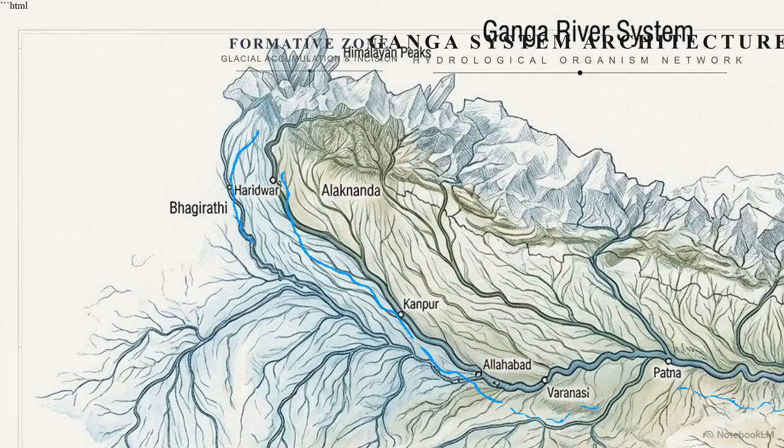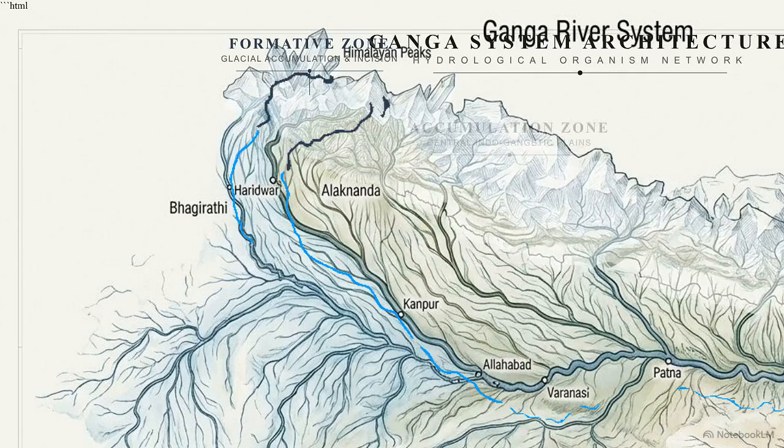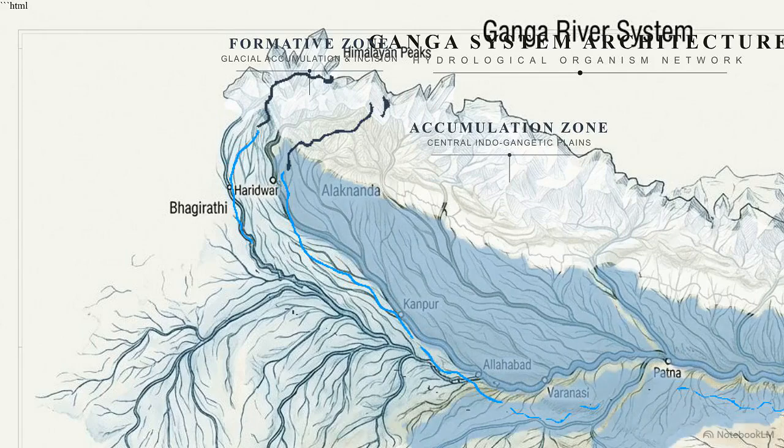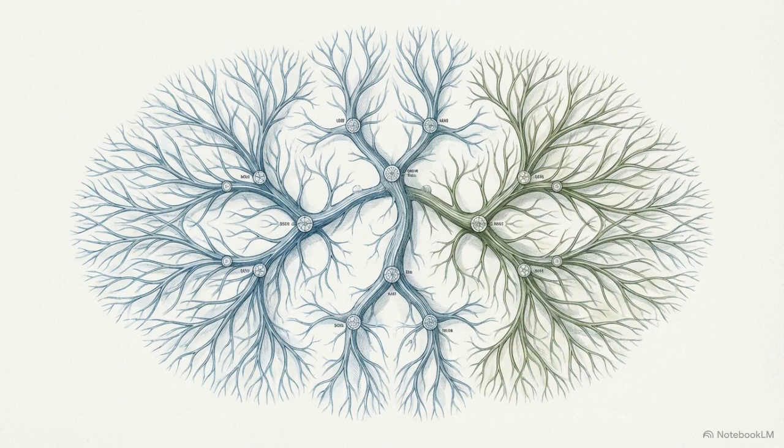This emergent architecture is built across three distinct structural phases. Phase 1 is the formative zone, rooted high in the glacial peaks. Phase 2 is the accumulation zone, dragging across the wide continental mainland. And Phase 3 is the dispersal zone, where the structure breaks apart at the ocean terminus. Mapping the Ganga requires reverse engineering a highly structured continental-scale data collection mechanism.